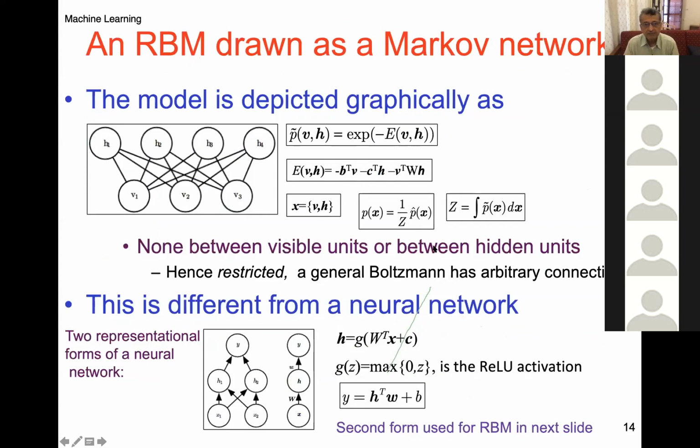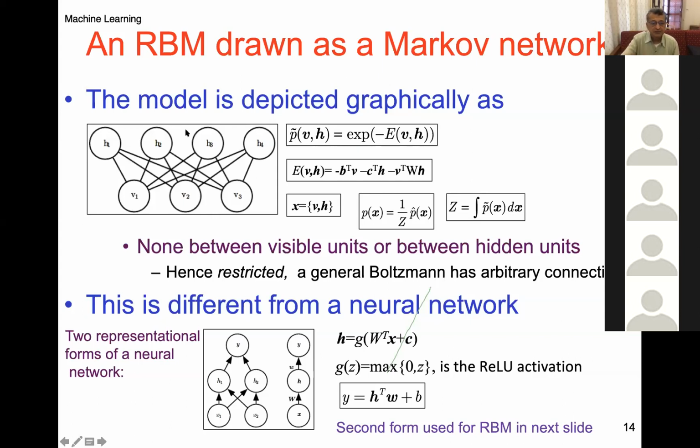Okay, an RBM drawn as a Markov network. We've got to follow these equations carefully, all right? You've got to be with me because that gets used in deriving the training method. These are not as complicated as all the equations of backprop for supervised learning. We're talking about figuring out how an unsupervised learning model learns. So we need all these.